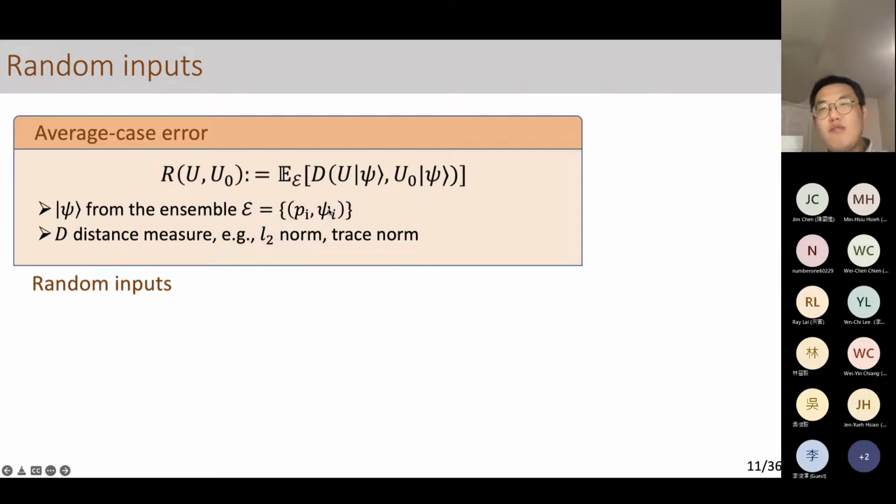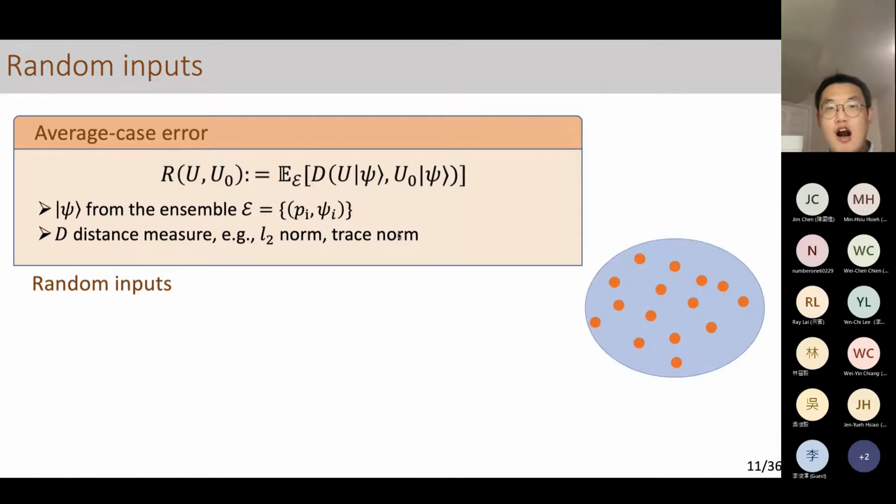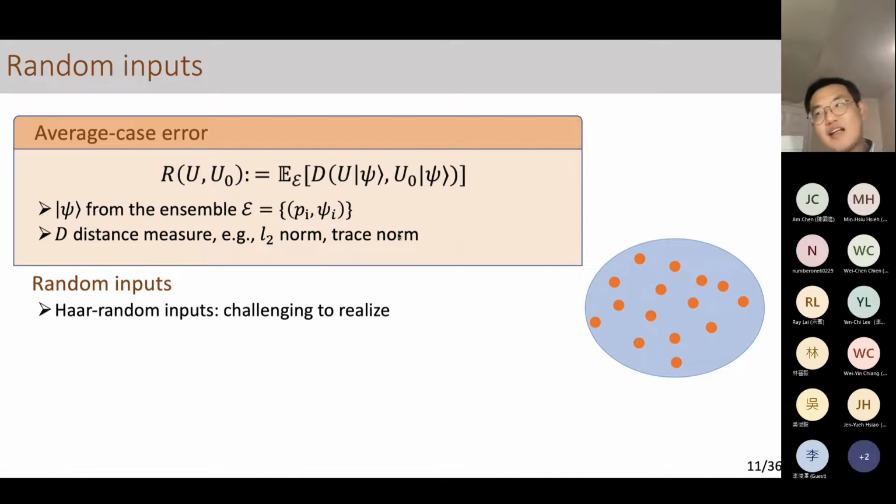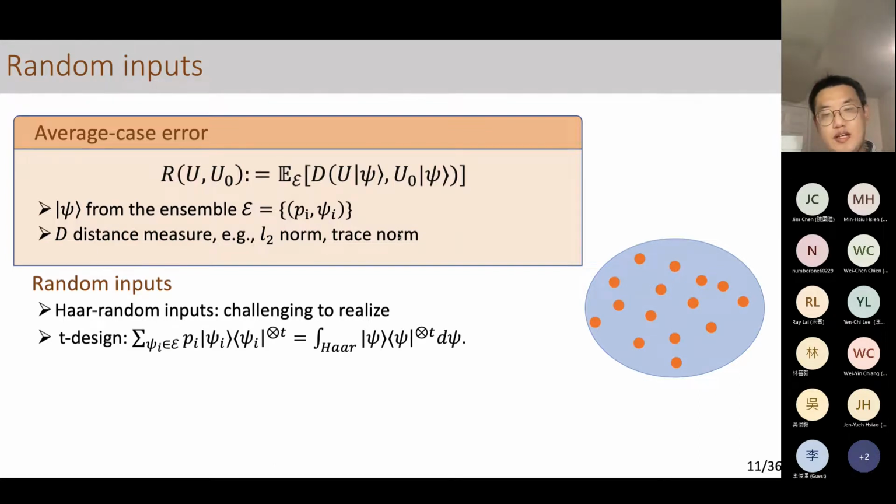And we can't solve this problem generally. We need some condition or assumption about this ensemble. A very natural way to do that is to assume all the states are uniformly chosen from the whole Hilbert space. It's called Haar random input state. But in practice, Haar random states are quite challenging to realize. Maybe we could make this assumption or condition milder. It's like the t-design input state.